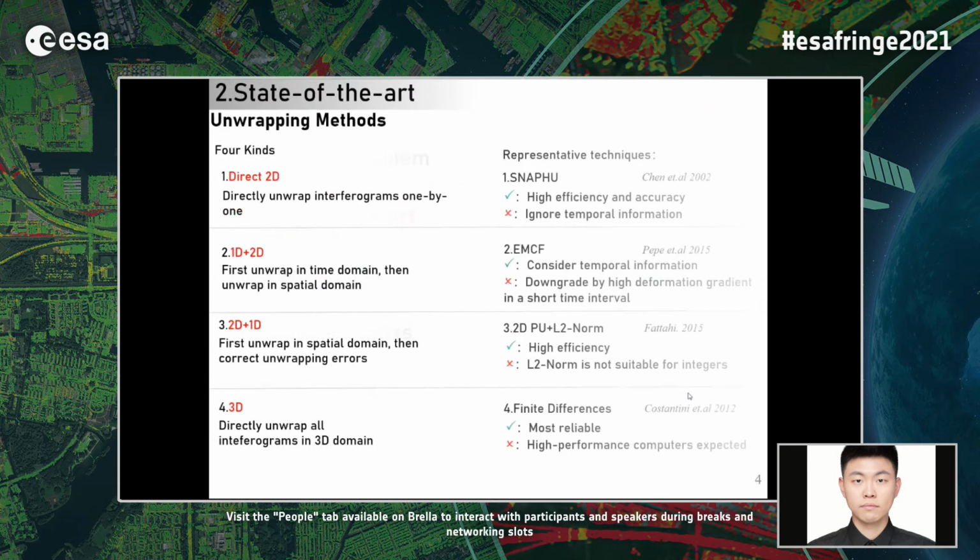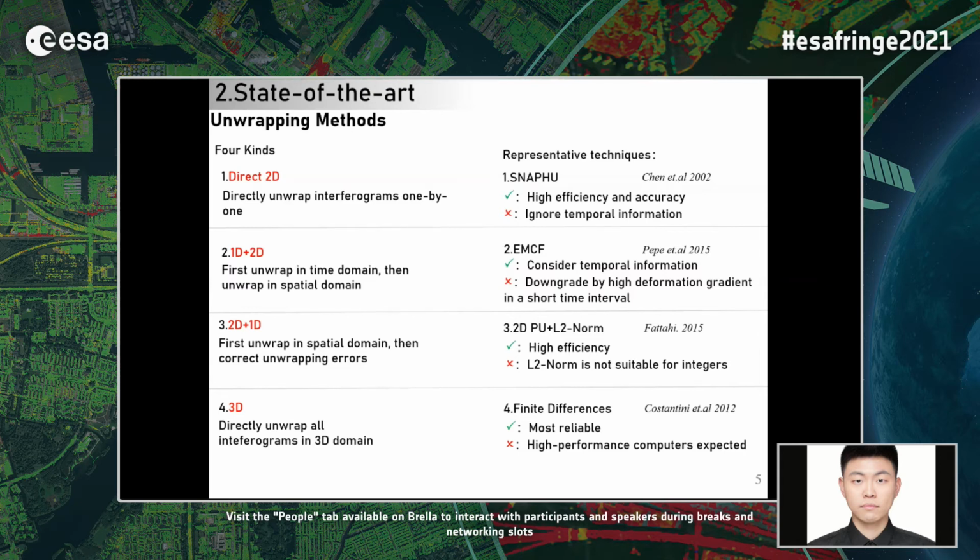Let's generally introduce several methods. Current phase unwrapping methods can be divided into four kinds. The first is the direct two-dimensional method. The most representative technique is SNAPHU. It directly unwraps interferograms one by one. Its advantage is high efficiency and accuracy, but it ignores temporal information brought by redundant interferograms.